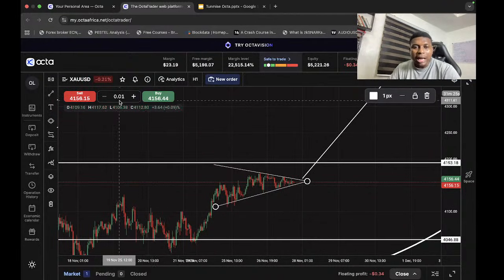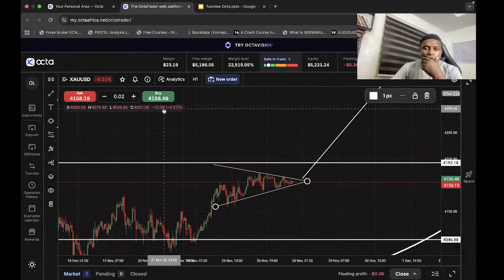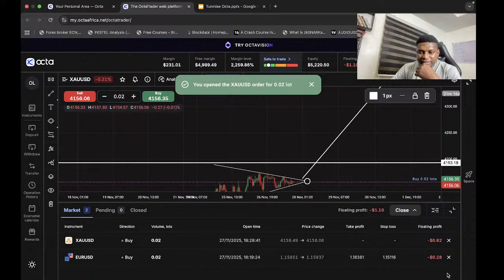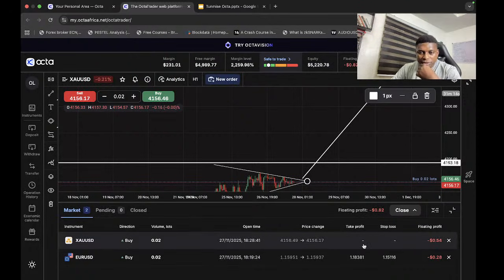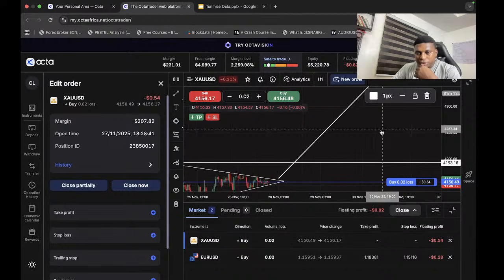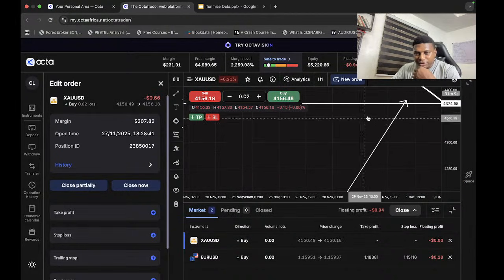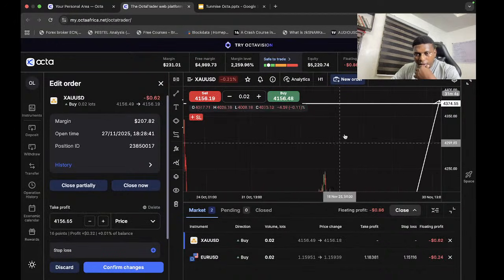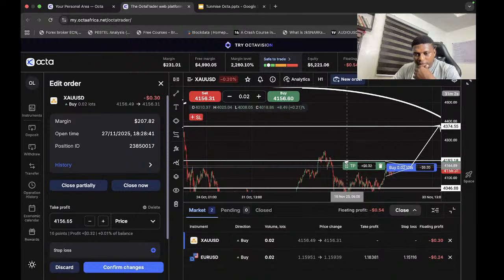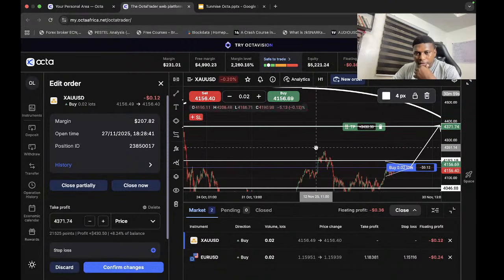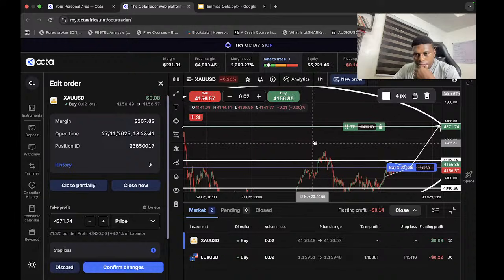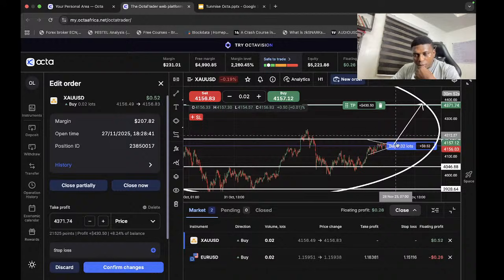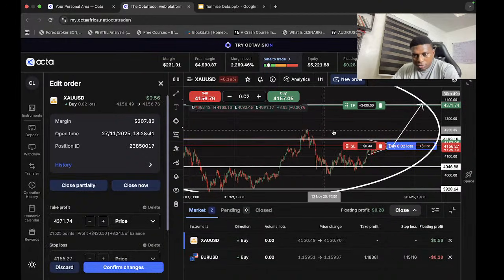So what do I want to do? I want to buy. So I'm going to place a buy order. I've placed a buy order here. Then I want to set take profit and stop loss. We've already chosen our take profit zone as this level, so I move take profit here, and I move stop loss here.